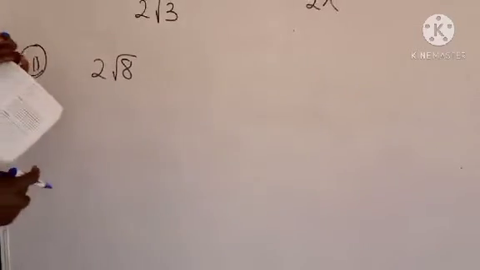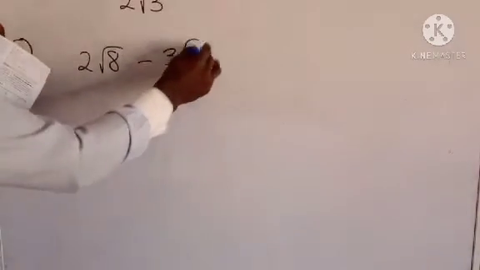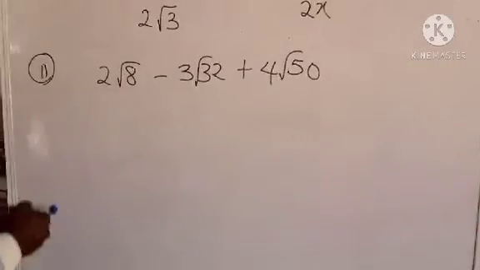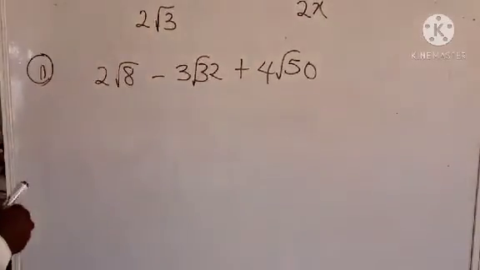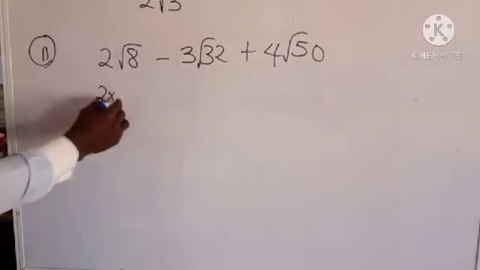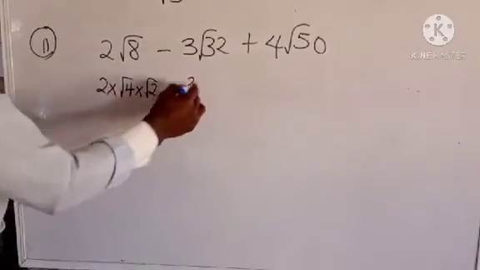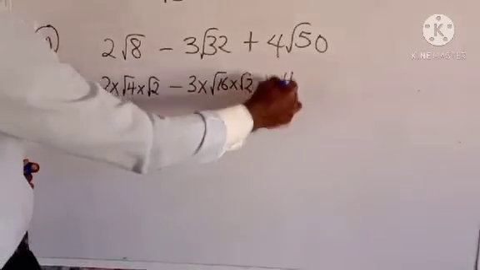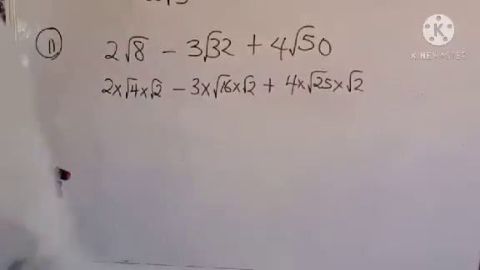Okay. The second example is simplifying 2 root 8 minus 3 root 32 plus 4 root 50. Picking a bit complex example. Root 8 can be simplified. That gives 2 times, for root 8, you have root 4 times root 2, minus 3 times, for root 32, you have root 16 times root 2. Then for root 50, you have root 25 times root 2.